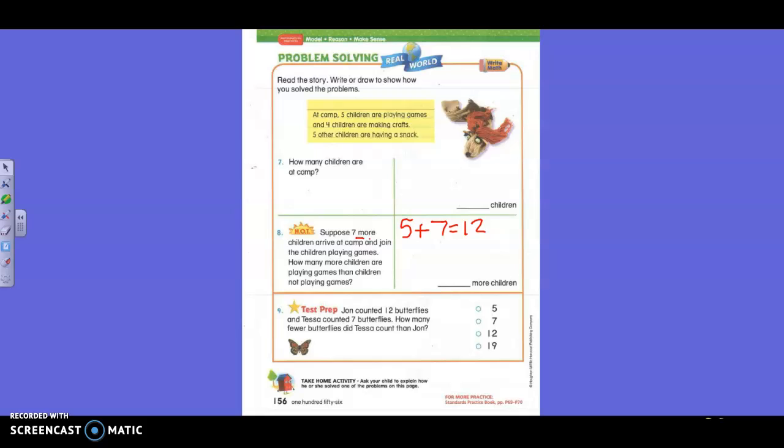Now we will subtract. It says how many more children are playing games than not playing games. Oh, this is even actually a 3-step problem. Okay. How many kids are making crafts and are having a snack? 4 kids are making crafts and 5 are having a snack. We need to see how much that is. What's 4 plus 5? 9. Now we're going to see how many more. 12 minus 9. 12 kids are playing, 9 are not. So how many more are playing? Take 12 and take away 9.